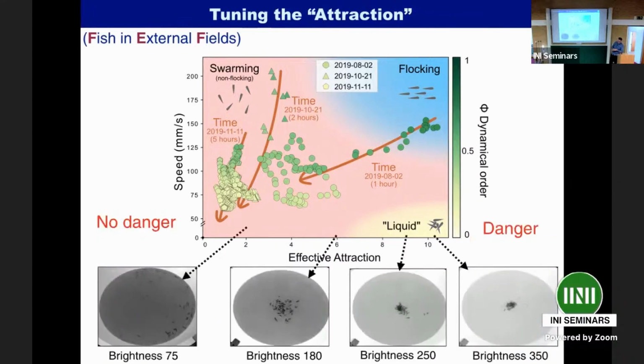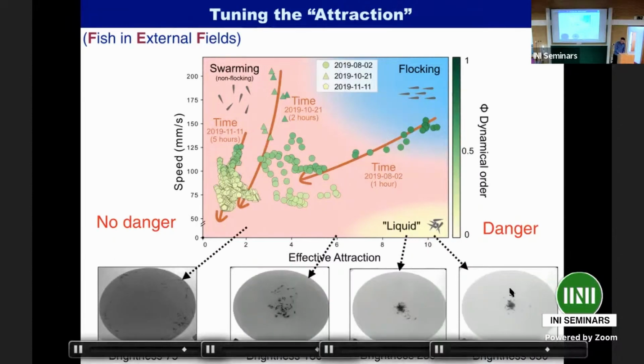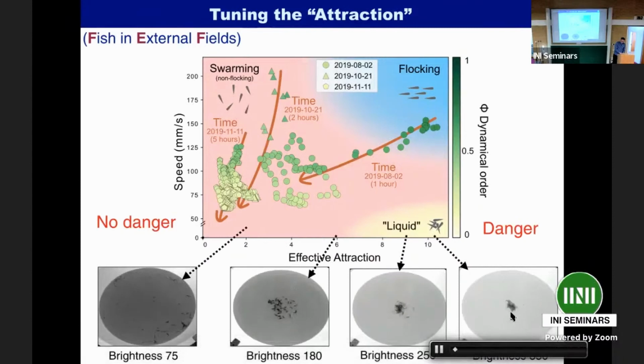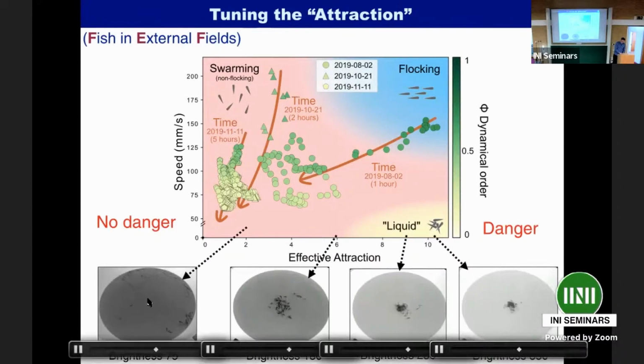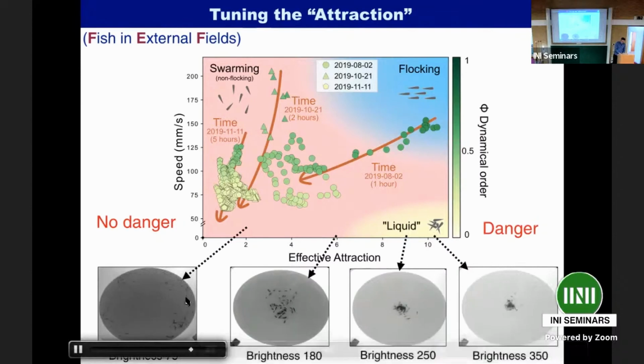Okay, so one might imagine that one could induce an effective attraction between them by showing them danger, not a cat, but a light. And so the lighter it is, the more they tend to condense, and the more of a liquid at the bottom of the tank. Whereas when it's dark, they're more evenly distributed.